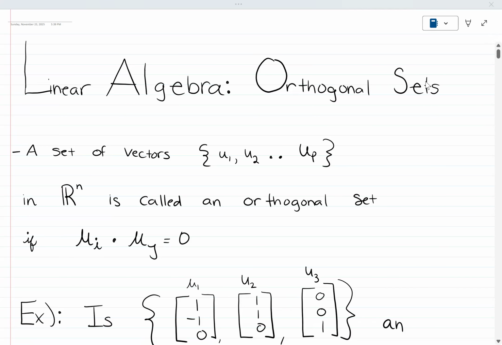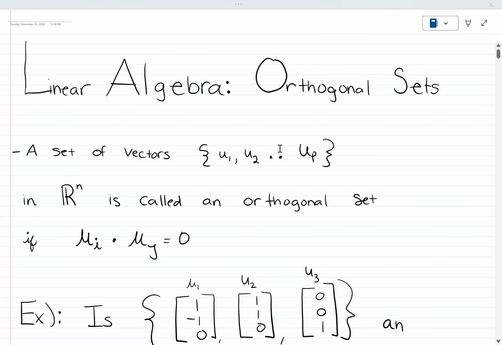Hello, in this video we will go over orthogonal sets in linear algebra. So, linear algebra orthogonal set. You're probably thinking, what is an orthogonal set? We know that a set of vectors can be expressed as u1, u2, up, and in Rn it is called an orthogonal set if the dot product of ui times uj is equal to 0.